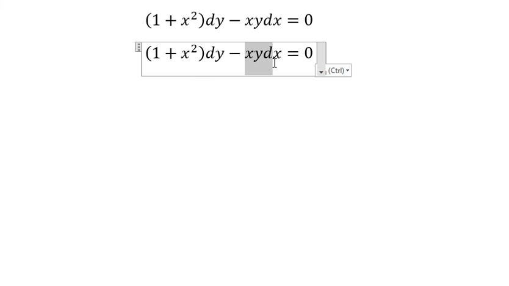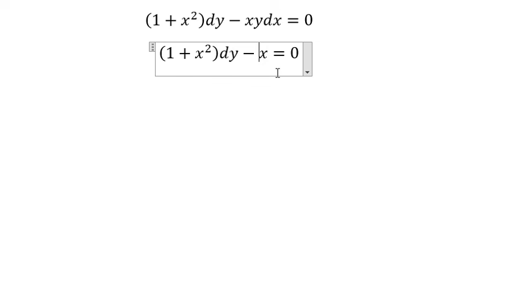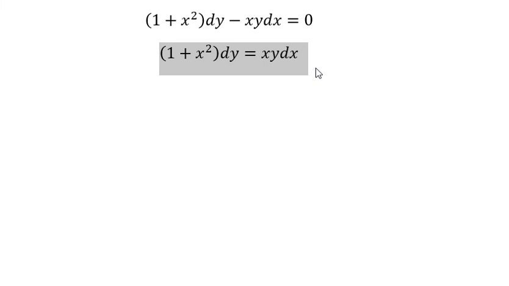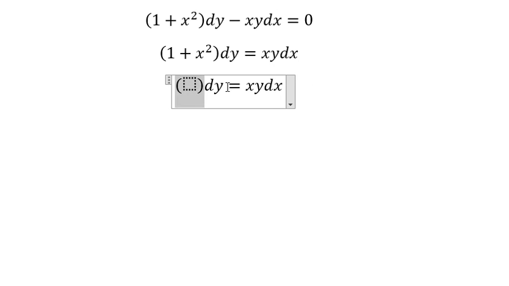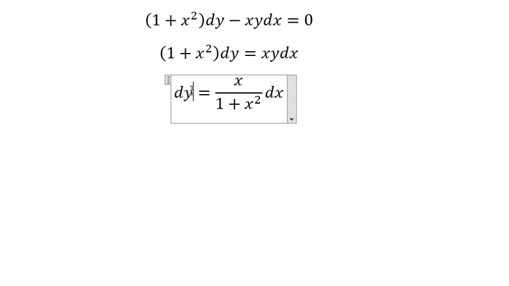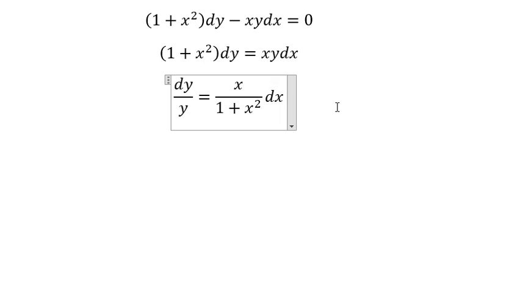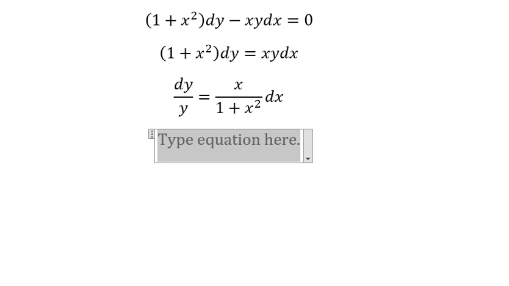We put this one go to the right. Next, we put 1 plus x squared go to the right, y will go to the left. Next, we put the integration for the both sides.